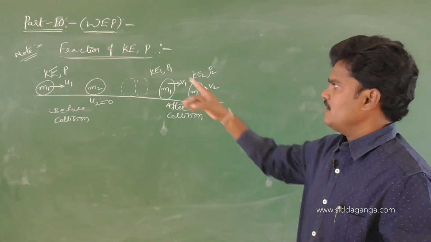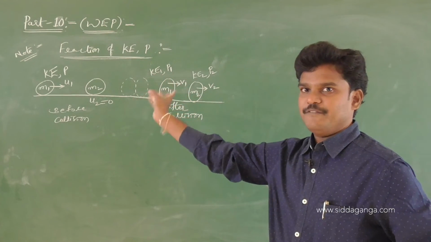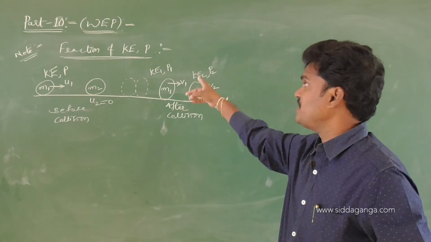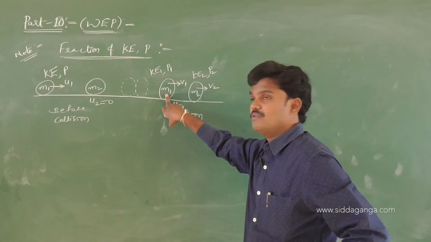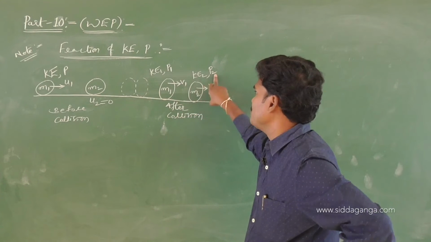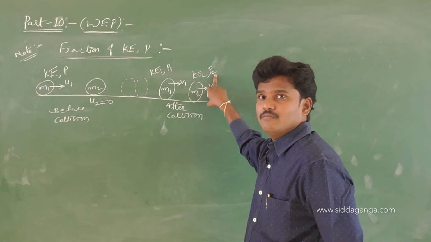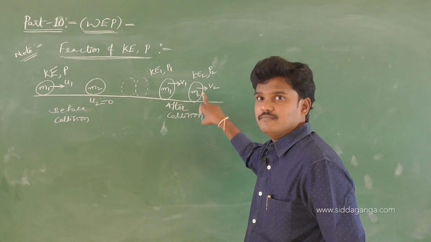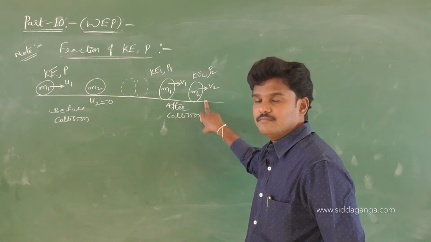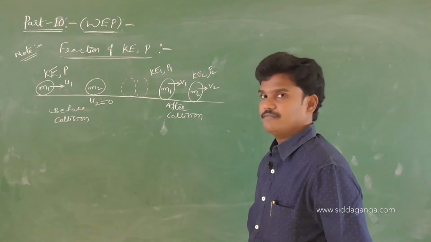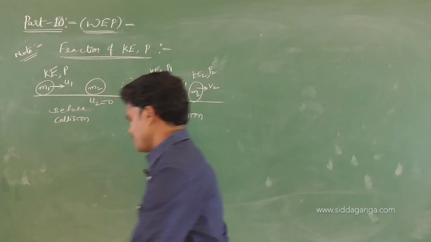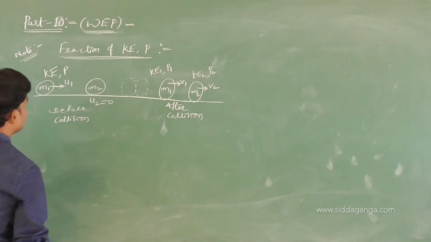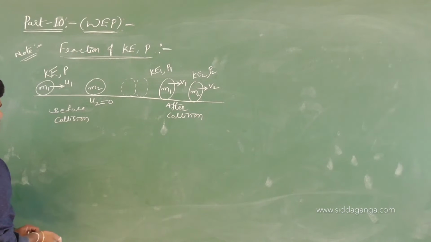See the way: KE and P before the collision. KE1, P1 are the kinetic energy and momentum of m1 after the collision. KE2, P2 are the kinetic energy and momentum of m2 after the collision. I have written here clearly. Now let us get the fraction. To get the fraction, let me continue here now. What is this KE and what is this P?